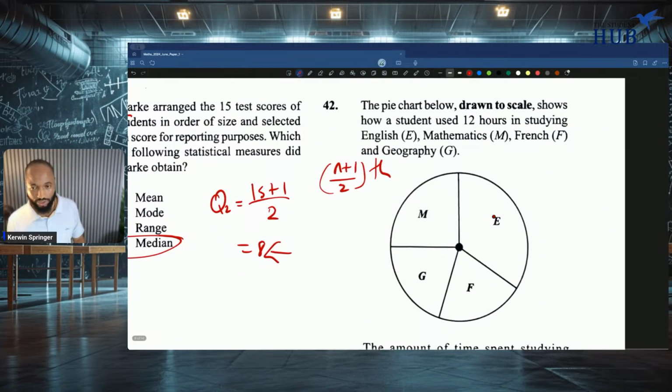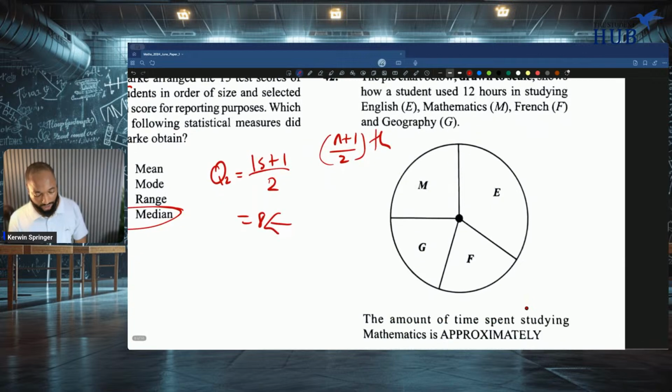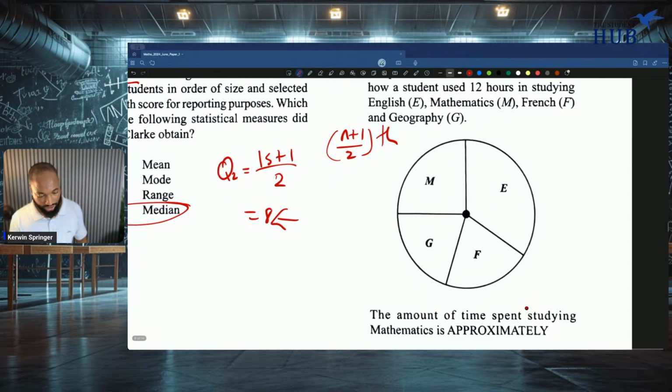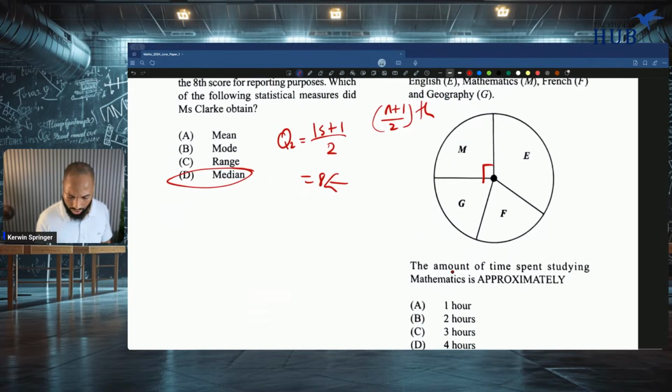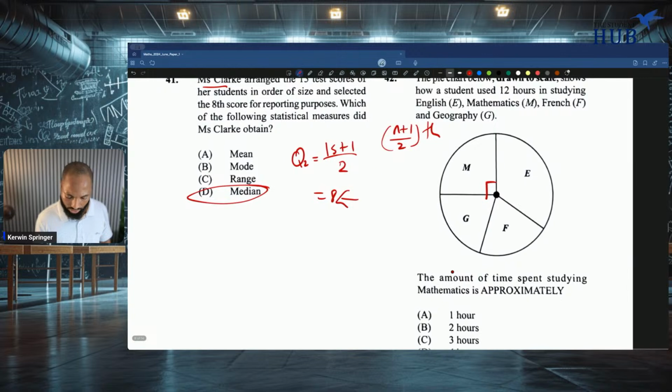So the pie chart drawn to scale shows how a student uses 12 hours in studying English, maths, French, geography. The amount of time spent studying maths is approximately a quarter of 12. So a quarter of 12 is 3. Big pie chart, and again with this easy thing.